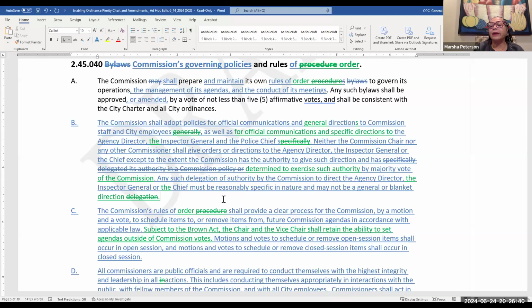How is this working for you, Mac? As a direct report? I would need to plug in a few inputs here, but I think there's value in having the commission formally delegate these responsibilities. It says shall adopt policies for official communications and general directions; I guess it depends on the substance of the policies. I think there becomes a potential blurred line between suggestions and directions and recommendations, but I don't see a downside to this on its face.